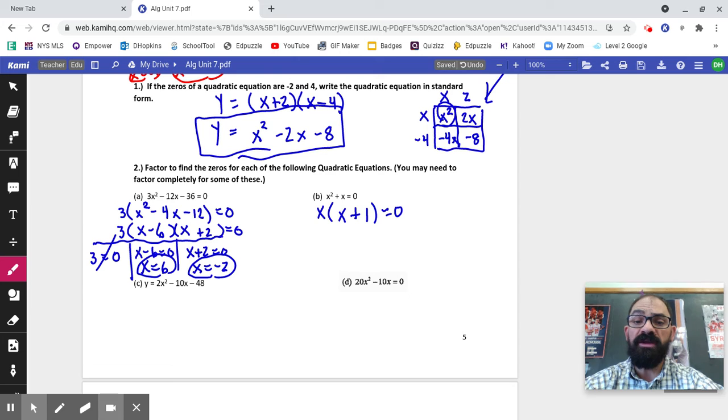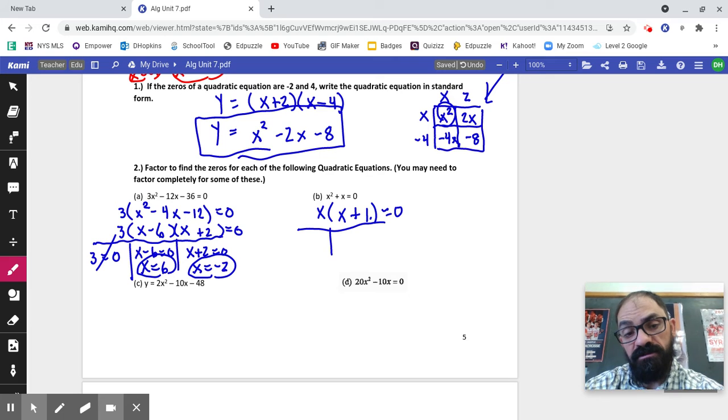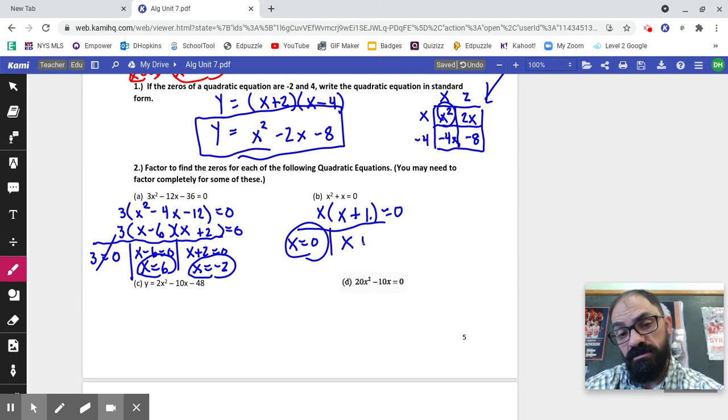So if I divide the whole thing, anything divided by itself is 1. So x times x is x squared. X times 1 is x. It's fully factored now, so let's go ahead and set each piece equal to 0. There's 1. So x equals negative 1.